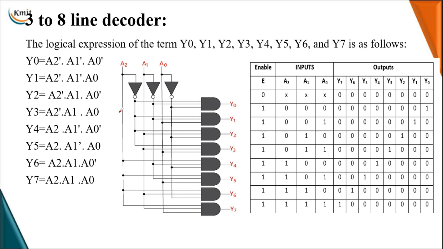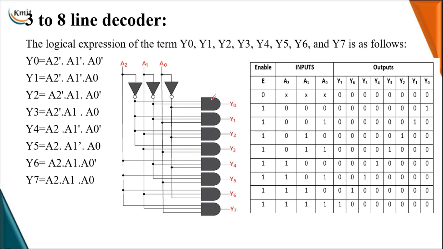Next, Y3 is equal to logic 1 whenever you apply the input combination A2 A1 A0 equal to 0 1 1. Y4: A2 becomes logic 1, A1 is 0, A0 is 0. Hence we represent that Boolean expression as A2 into A1 bar into A0 bar. Y5 is equal to A2 into A1 bar into A0, Y6 is equal to A2 into A1 into A0 bar. Y7 is for all inputs at logic 1, hence all the variables are represented without complement as a product term.